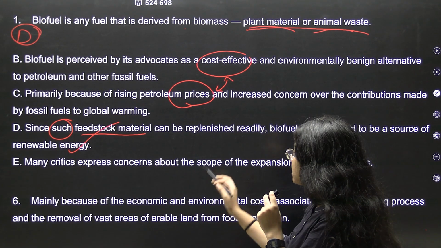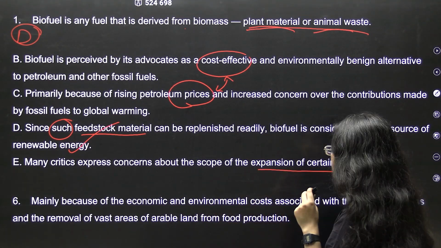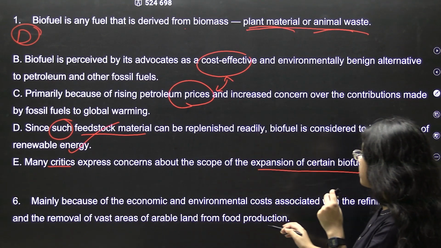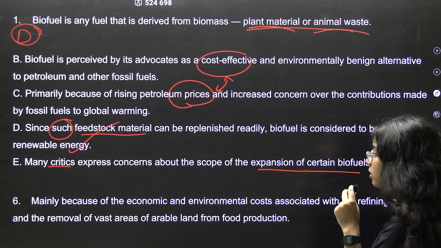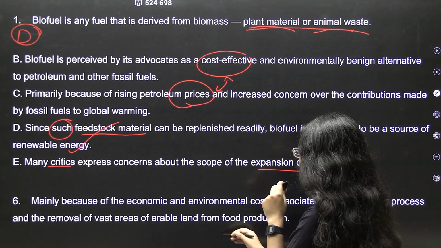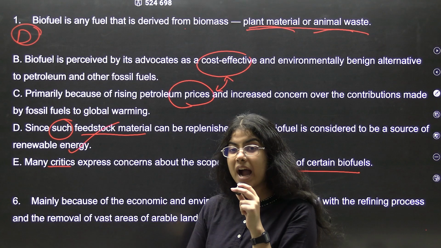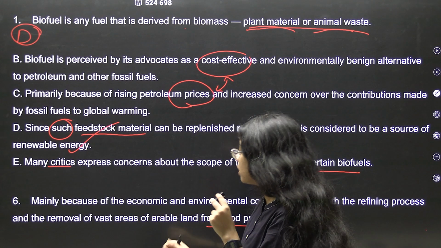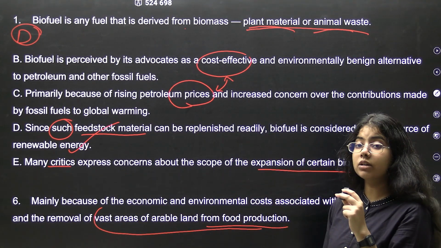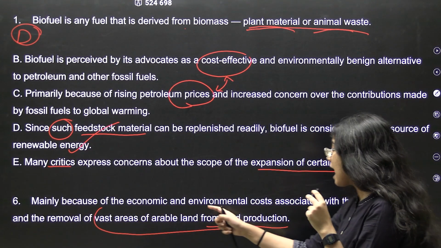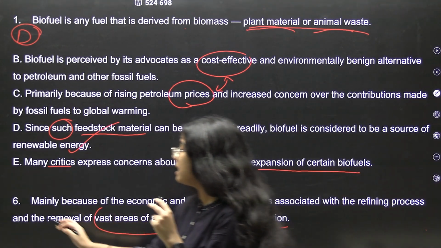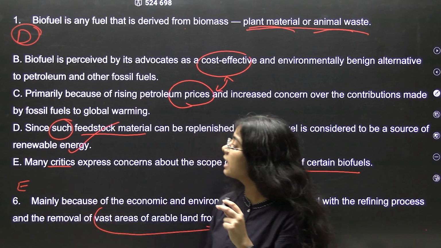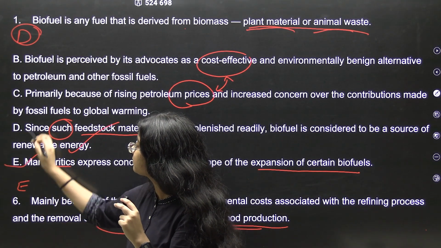Many critics express concerns about the scope of expansion of certain biofuels. Okay. 6. Mainly because of the economic and environmental costs associated with the refining process and the removal of vast areas from food production. Why do you think the critics are not enjoying the new trend of biomass? Because it has to take up a lot of land that is used for food production and has a lot of cost involved. So E is an assertion and 6 is the reason for that assertion. So E and 6 are again a link. So ye bhi ho gaya.